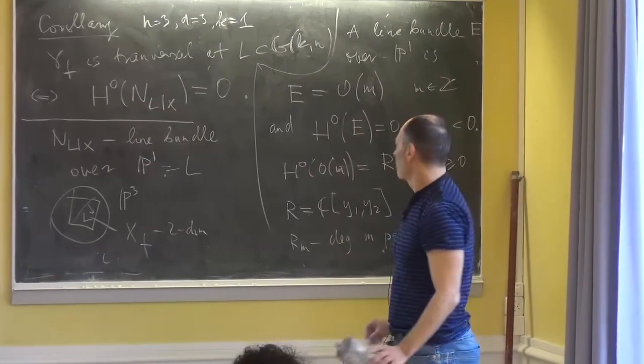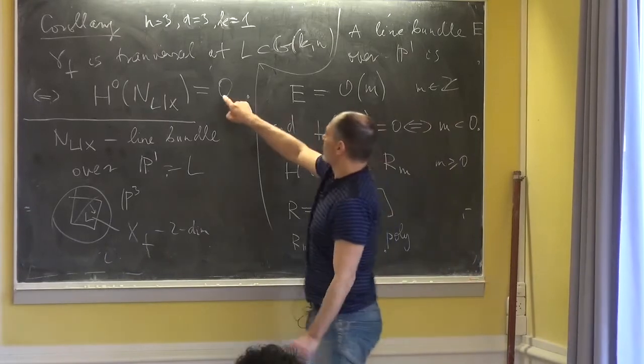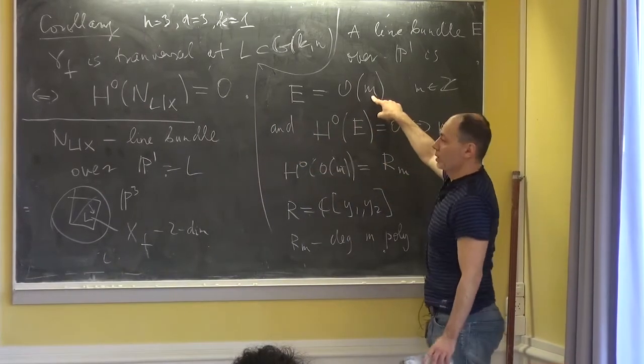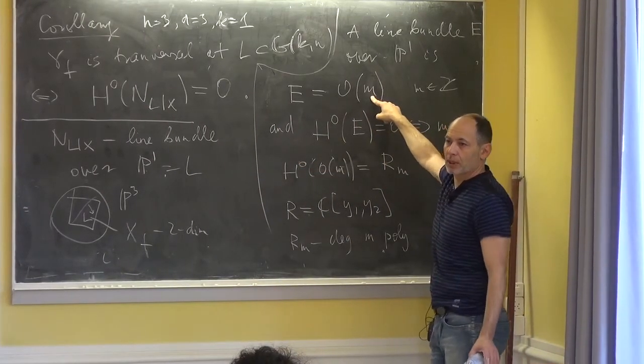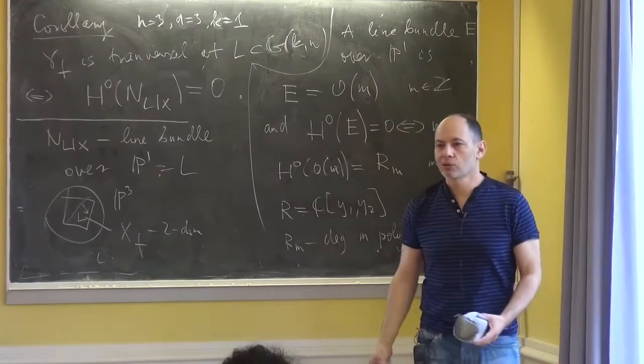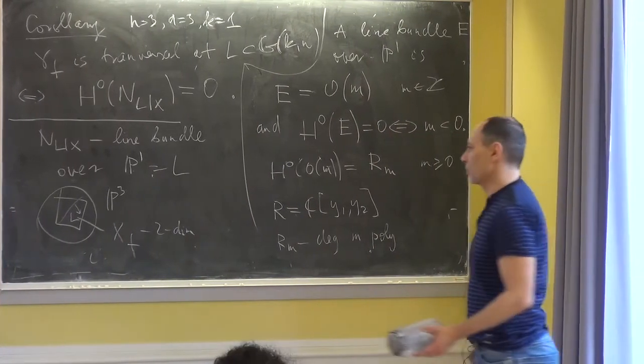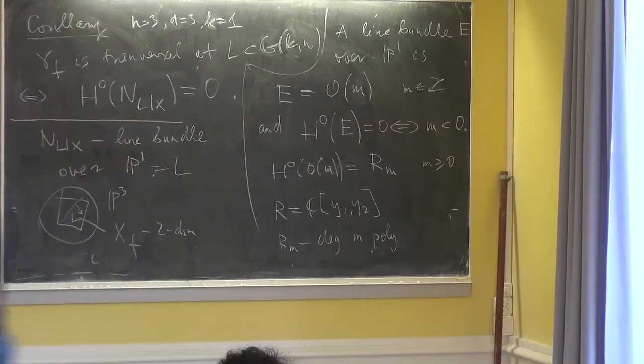Okay. So to prove this vanishing, I just need to calculate this integer M. That's the point. And you can do that by calculating Chern classes. We can again use our Chern calculus.